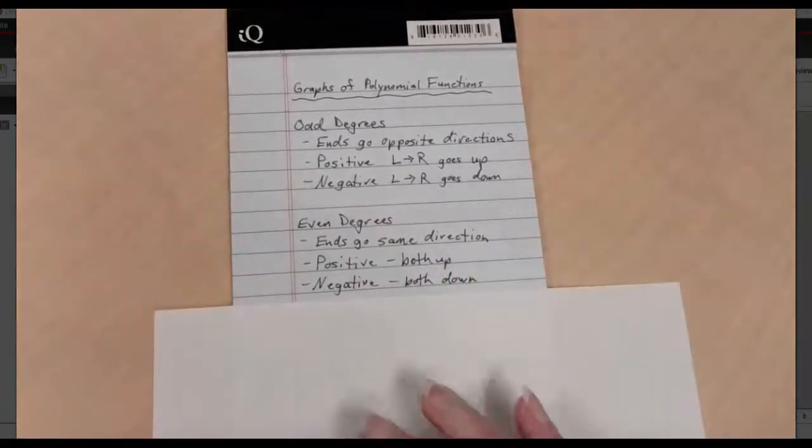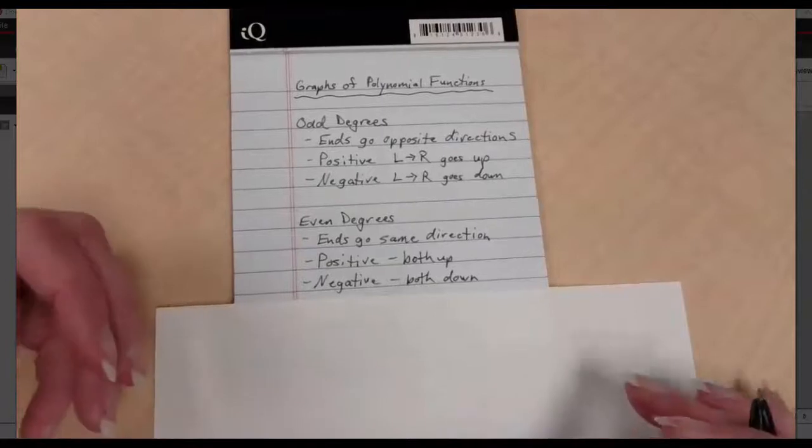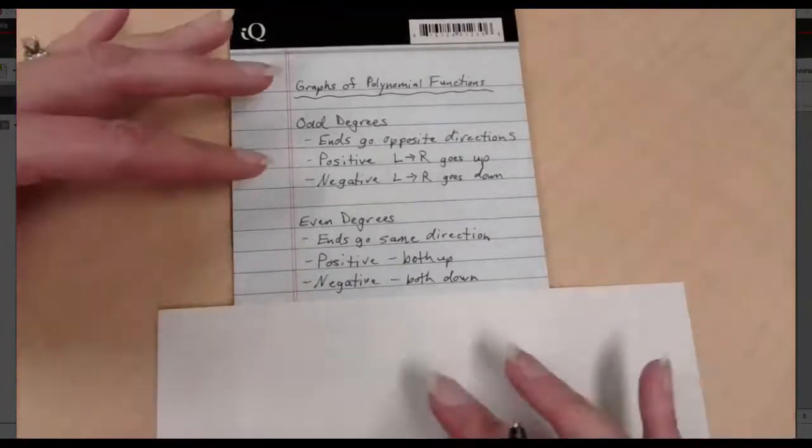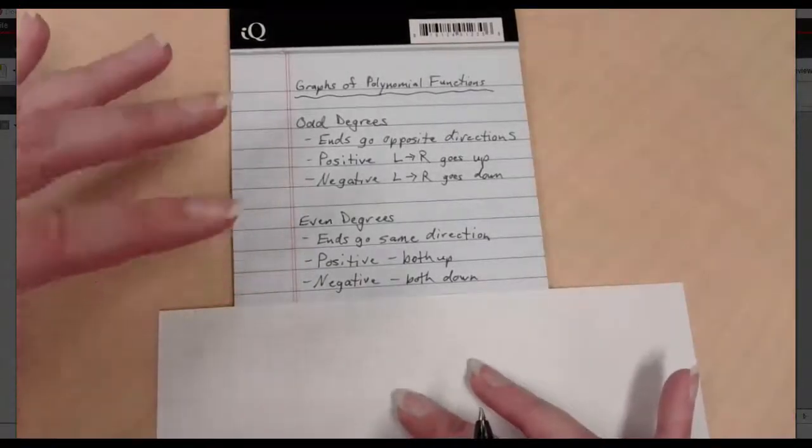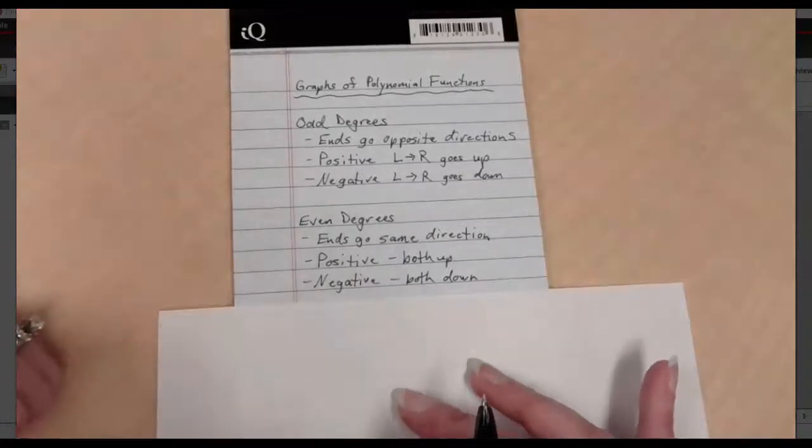All right, so just some basic observation stuff there. Every time you go to graph, which ultimately we are going to graph something today, you should have an idea in mind of the general shape, what the ends should be doing, which direction it should be going.